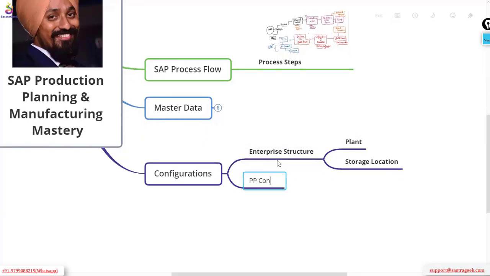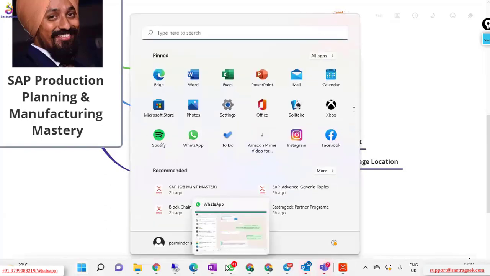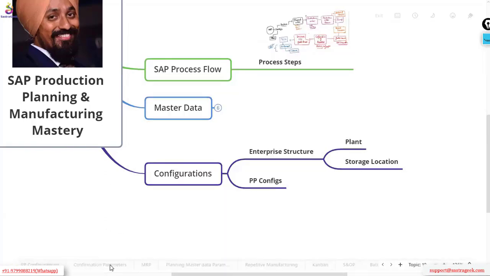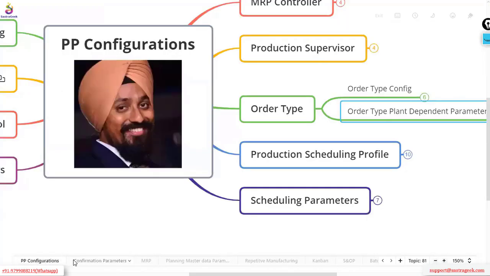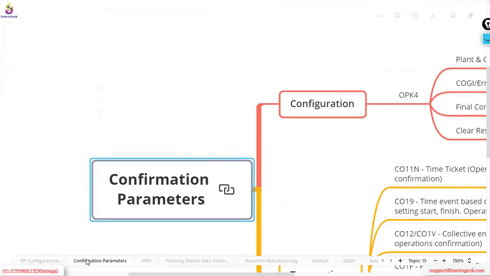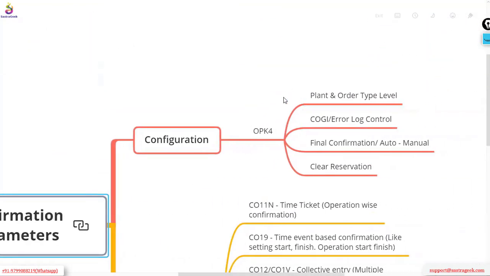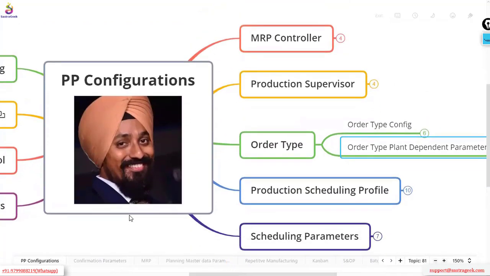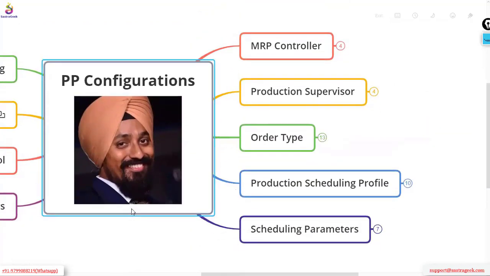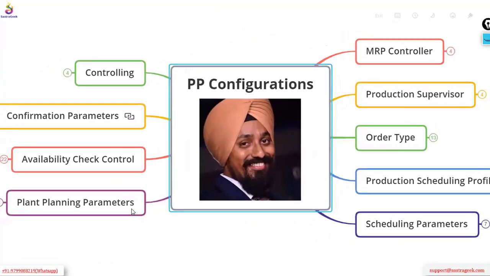Now, the other thing that would be required is PP configs. PP configs we also discuss in depth. I will show you the screen again, where we go and talk about the PP configurations. This is the PP configurations. This is a confirmation parameter itself. Multiple configurations are there. For how the configuration will happen for the confirmations, you need to configure the system, and we have talked about the different configurations here. So this is a complete mind map for the complete configurations in PP.